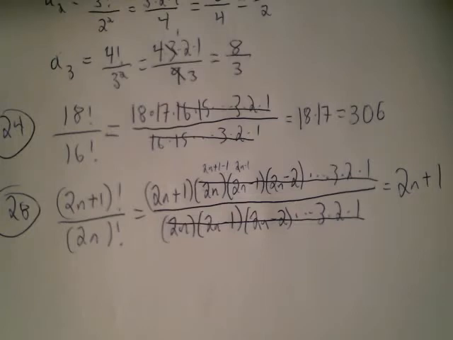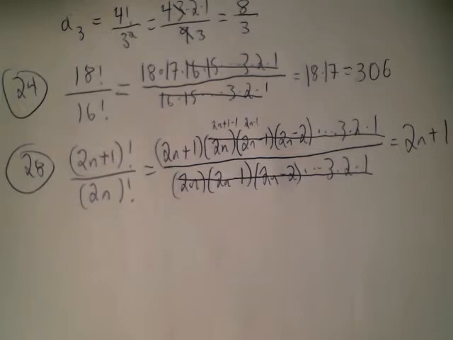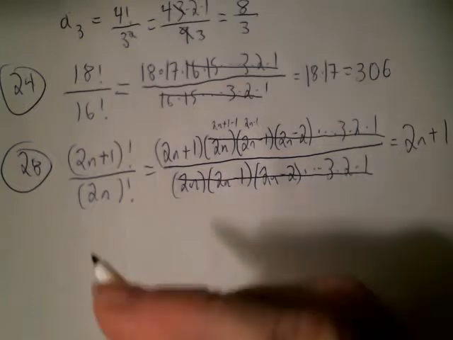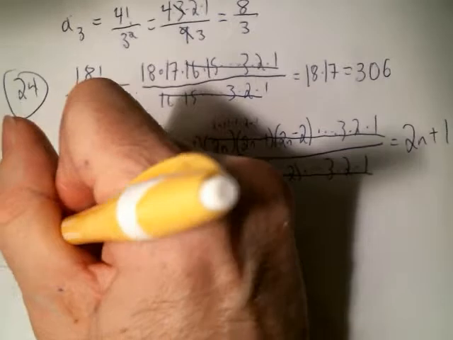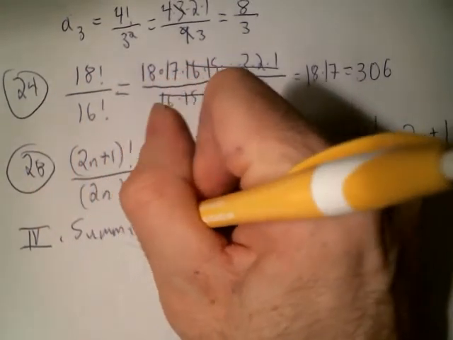Okay, the summation notation is a shorthand way of adding up a large number of things. Like instead of writing 1 plus 2 plus 3 plus 4 plus 5 plus 6 plus 7 plus 8 plus 9, they decided they would use this notation to make life a little easier. So this is section 4, summation notation.